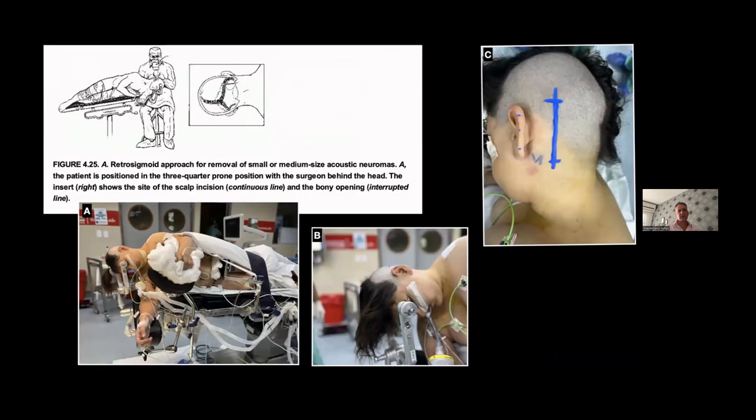About the position in this case, this is the schematic view of the Rhoton book. Of course, the retrosigmoid approach is the most useful in my opinion. We can do in this position the approach to the CP angle, even in semi-sitting position. This is some picture of one patient. We use this position most of the time in our hospital. Some of us, we use even the semi-sitting position, like I said before, but sometimes we prefer, in most of the cases, this approach.